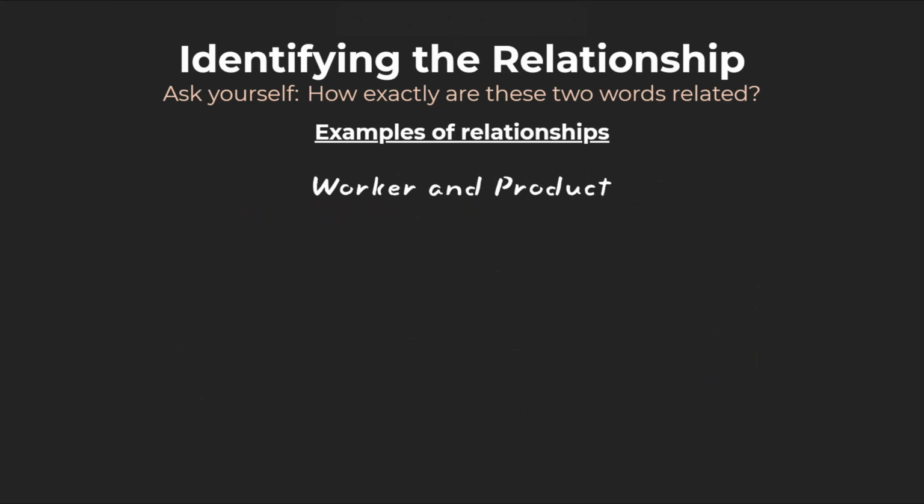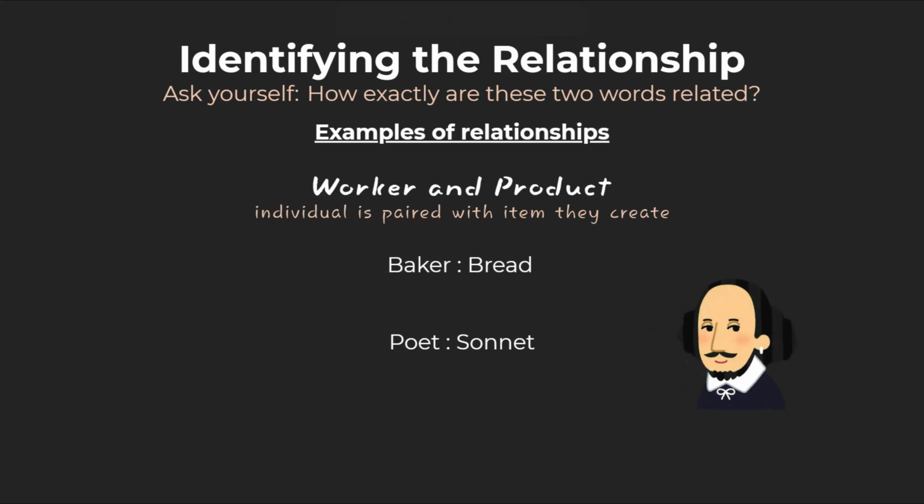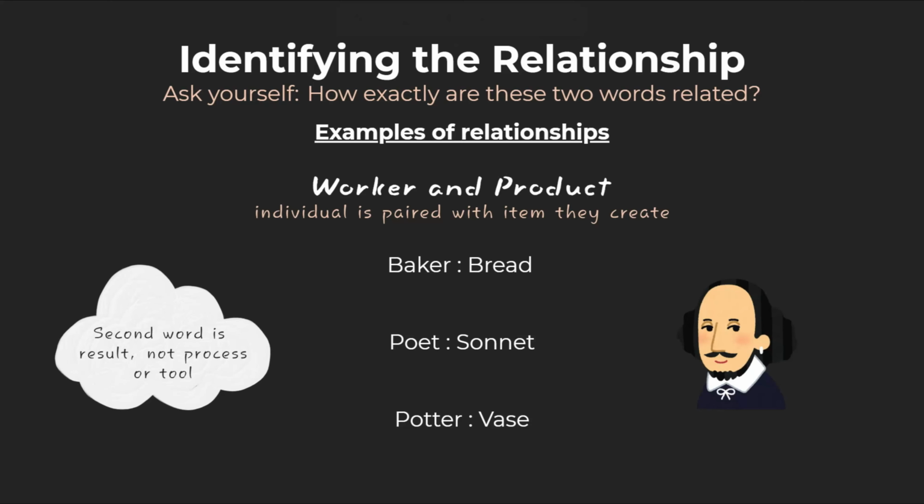Worker and product. Here, the individual is paired with the item they create through their labor. For example, baker is to bread, poet is to sonnet, or potter is to vase. This relationship focuses on what the worker produces. The second word should be the end result of the worker's labor, not the process or the tool.